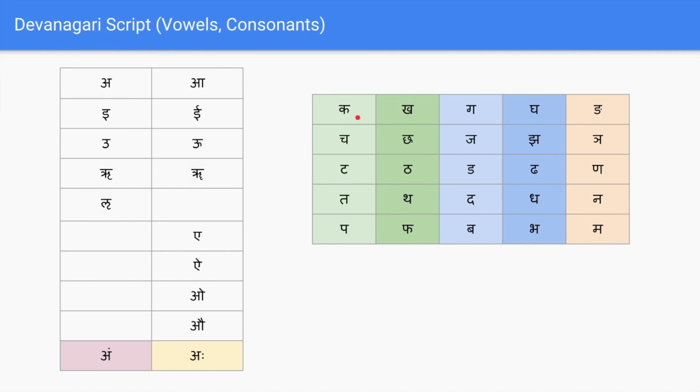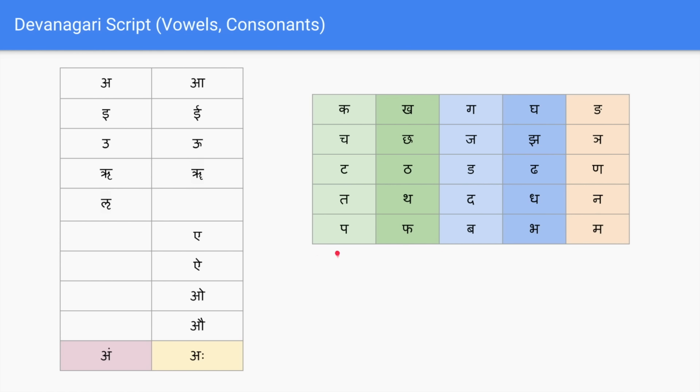So again once more: ka, kha, ga, gha, nga, cha, chha, ja, jha, nya, ta, tha, da, dha, na, ta, tha, da, dha, na, pa, pha, ba, bha, ma.